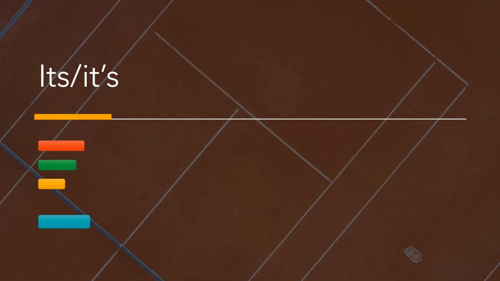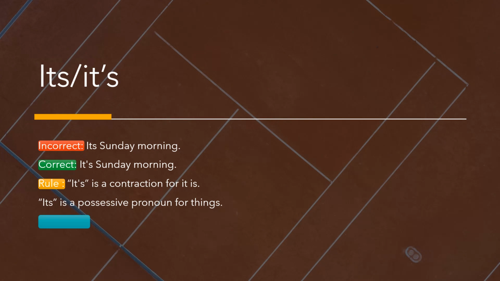It's and its. It's Sunday morning. Rule is, it's a contraction for it is, and its is a possessive pronoun for things. Example, the floor looks great with its new mat. It's raining outside.